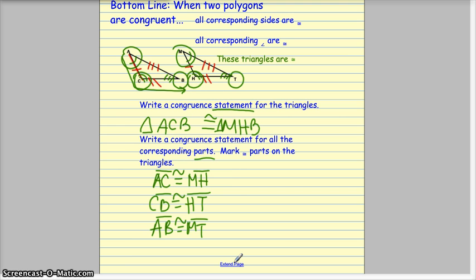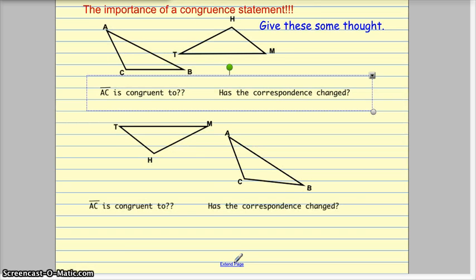In regards to angles, angle A is congruent to angle M. Angle C is congruent to angle H. Angle B is congruent to angle T. The purpose of the next slide is to just briefly discuss the importance of a congruent statement, so give these some thought. AC, it looks like it's congruent to MH, and if we use the same diagram as the previous slide, it is.